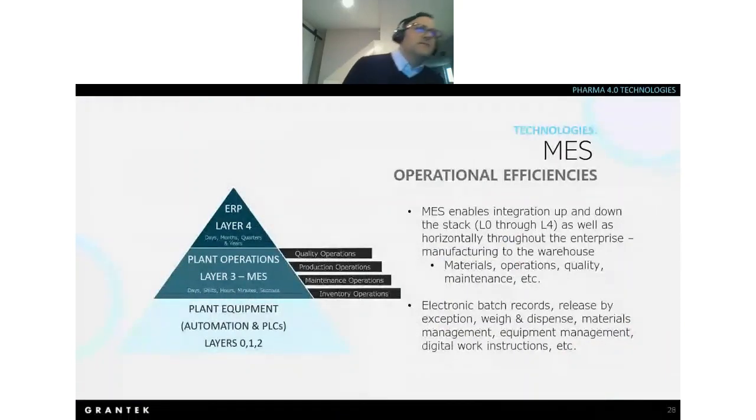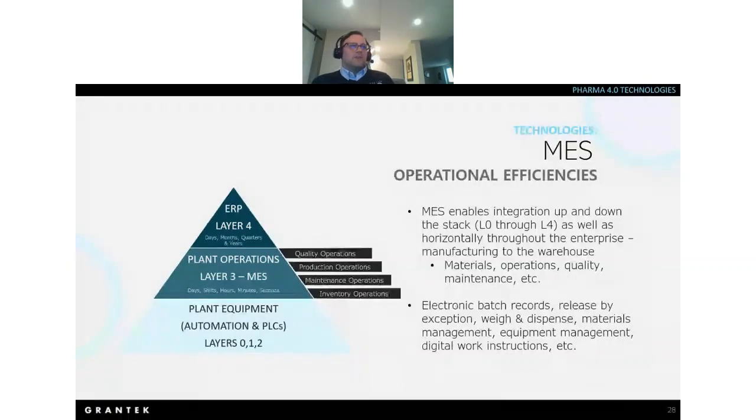Now I want to get into some specific applications, and first off, I want to discuss manufacturing execution systems, or MES. MES has been around for decades, so most people don't consider this application set to be part of Industry 4.0 or Pharma 4.0. However, it is an enabler for both vertical and horizontal integration, connecting the value chain from materials entering to finished product leaving. It can drive efficiencies in the areas of quality, production, maintenance, inventory, and more.